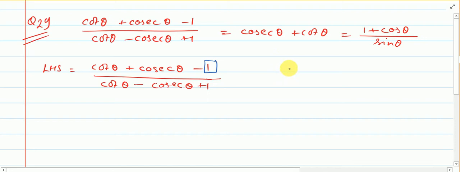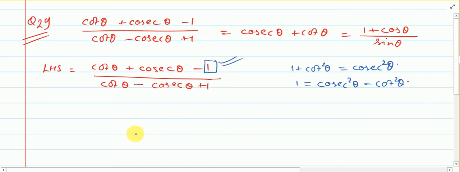We have one identity which says that 1 plus cot square theta is equal to cosec square theta. So using this identity, I can take the value of 1 as cosec square theta minus cot square theta. Now I will put this value: for 1, I can put cosec square theta minus cot square theta in this.